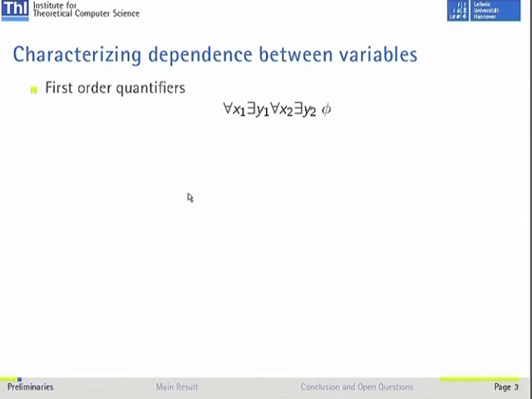The motivation for dependence logic is characterizing the dependencies between variables. So in first order logic, you see that dependencies of variables can only be expressed from left to right, so to speak. So here we can see that y2 depends on x2 and x1 and everything that is before, but we cannot say that y2 is independent of what is before, so that it only depends on x2. That's not possible here.